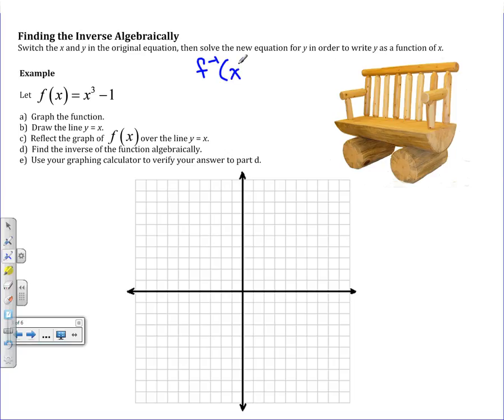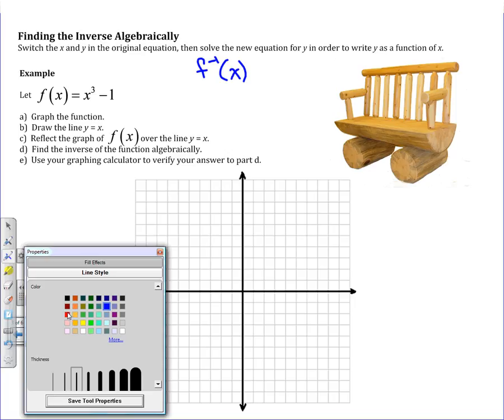So we have many steps to this example. So let f of x equal x cubed minus 1. First, we need to graph the function. So let me make this red.